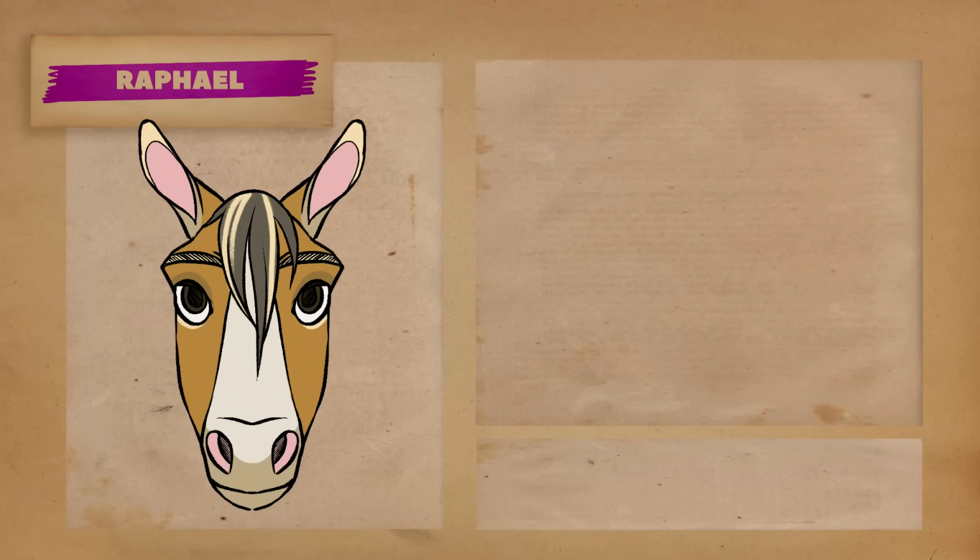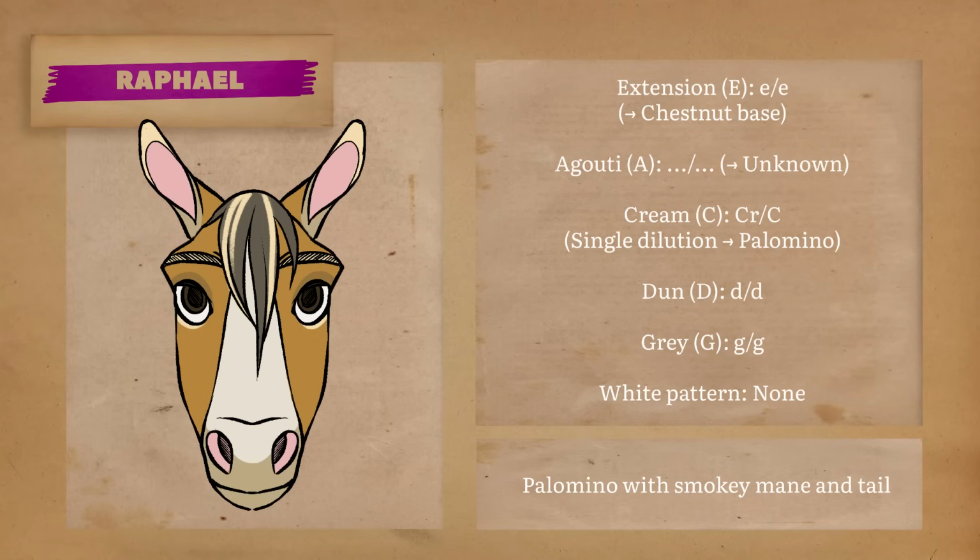Rafael is Rain's maternal grandfather. Although he has been featured as a written character in the book series, there is no canonical visual description of him. He's described as a palomino with a smoky mane and tail. That's all we know of him. So that means, when we have a look at his genotyping, again, he is chestnut based, so homozygous, lowercase e. Agouti is currently irrelevant, as a chestnut horse cannot show any black, as we discussed earlier. So he can be either homozygous or heterozygous. For Agouti, it doesn't really matter at this point. He needs at least one cream gene for the palomino, and again, no dun, no grey, and no white pattern that we know of.